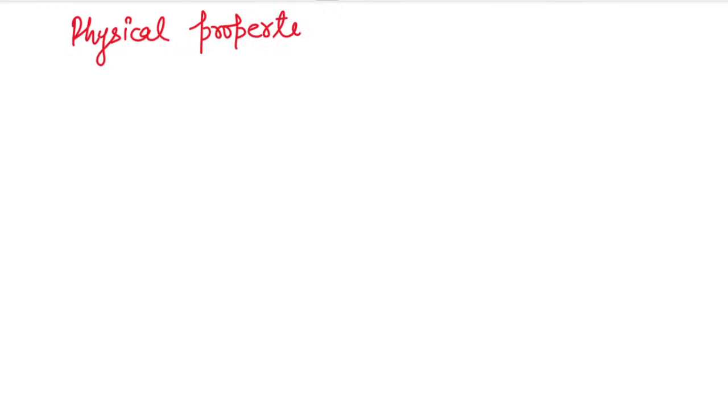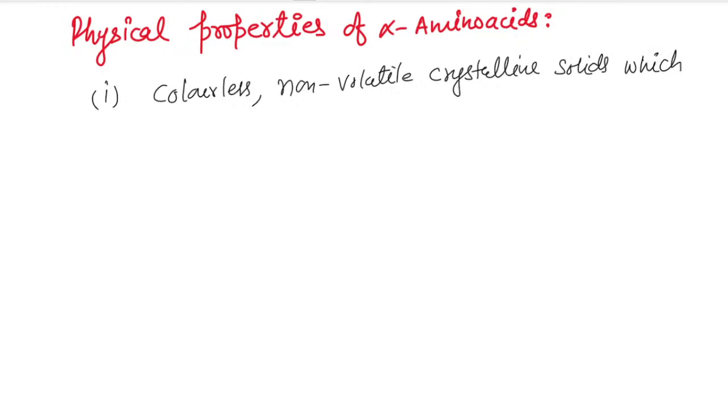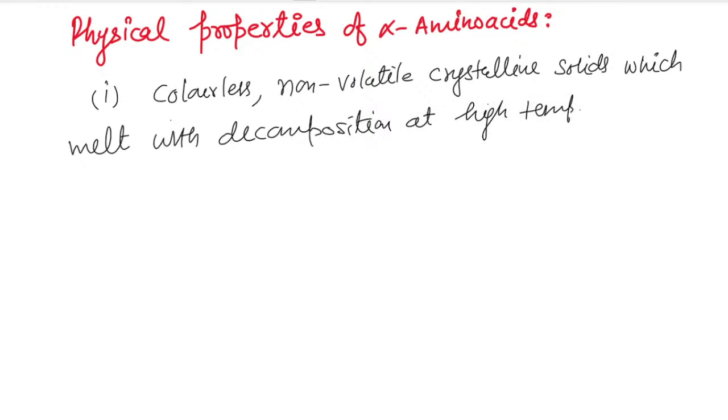Next is physical properties of alpha amino acids. First, amino acids are usually colorless and non-volatile, because they are crystalline solids. At high temperature they can decompose, melting with decomposition at a fairly high temperature. So the first point is why they are crystalline solids, which I let you know just now.